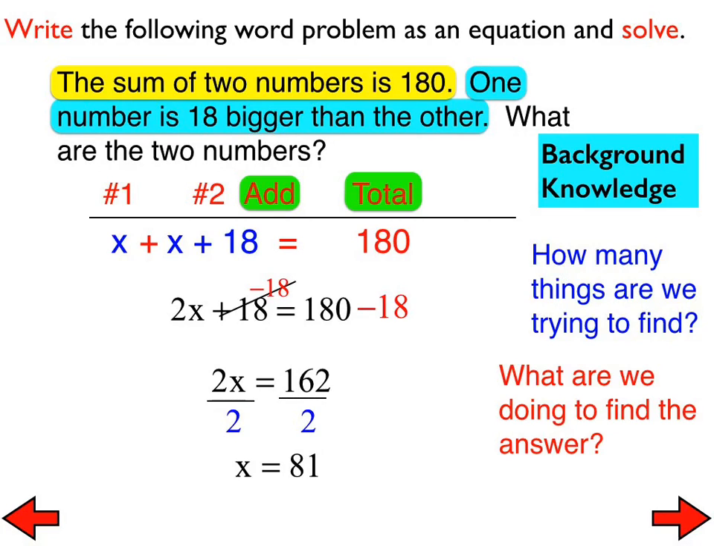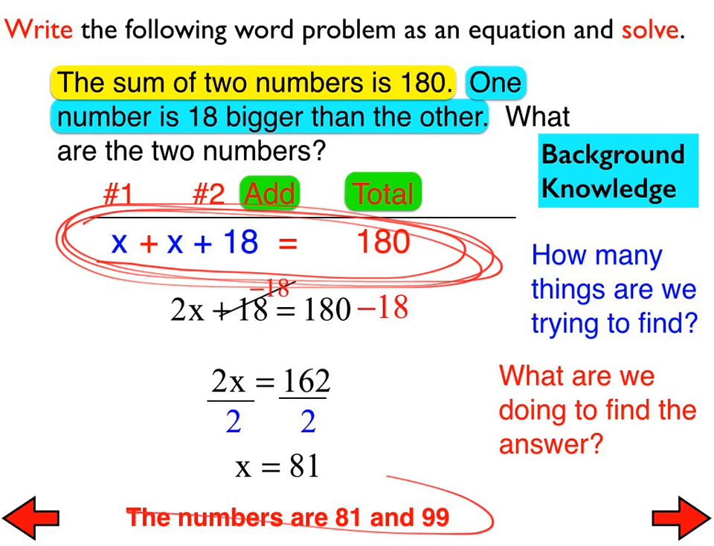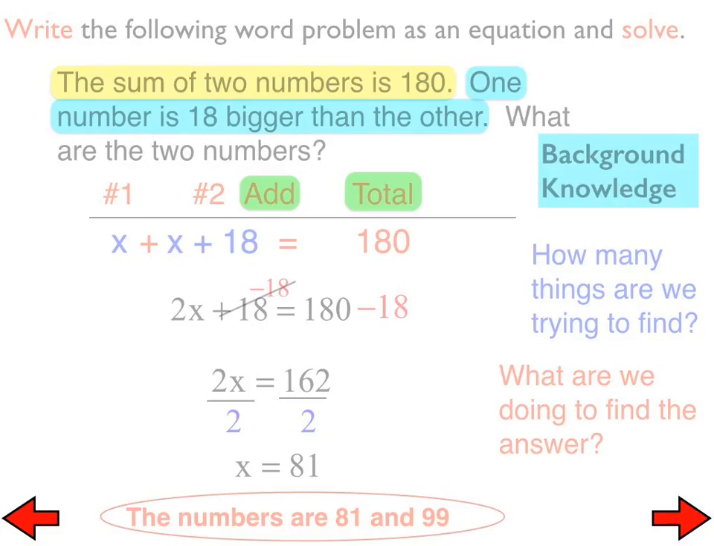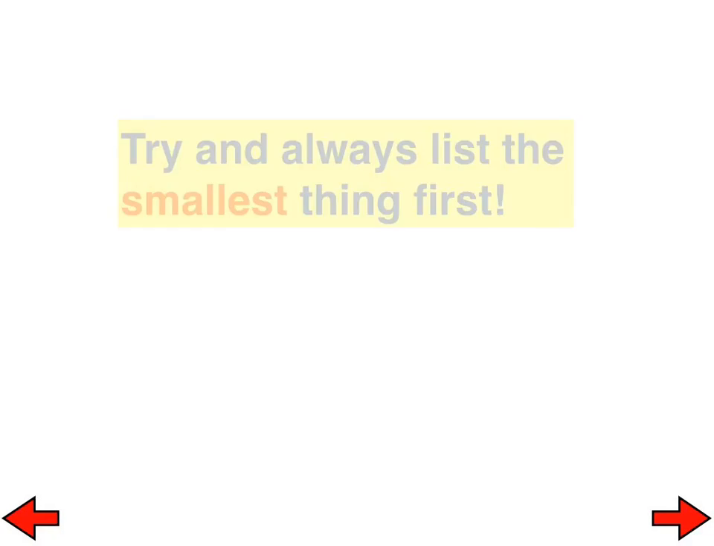Today's are really just an extension on this. And one of the other things we had to make sure that we did in every single problem is we clearly listed what our equation was, and we clearly answered the problem or the question as a complete sentence. And the same thing is true today. All right. And one of the other things is we like to try and always list the smallest thing first.